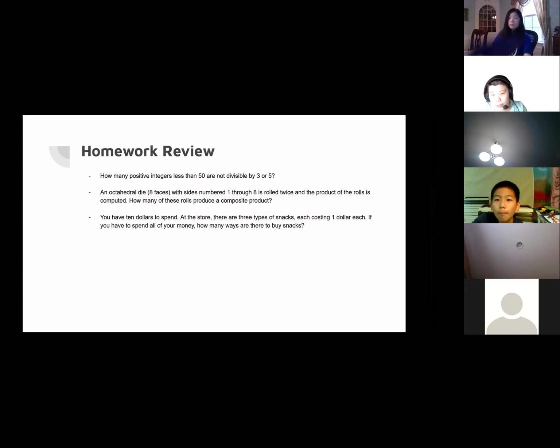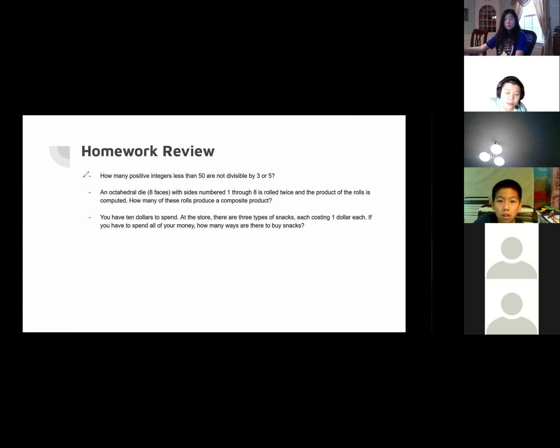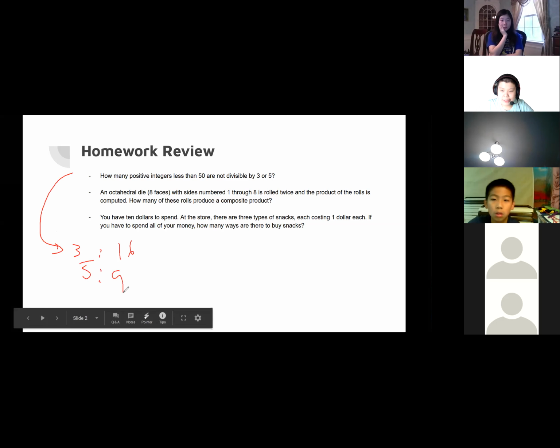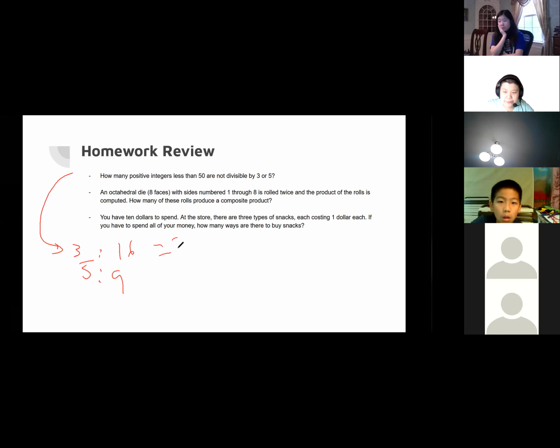What that means is that because it's hard to find the numbers that are not divisible by 3 or 5, you can instead find the numbers that are divisible by 3 or 5, and then just subtract it from 49. So, for 3, there are 16 of these because the largest multiple of 3 less than 50 is 48, and 48 divided by 3 is 16. And for 5, there are 9 of these for the same reason. And you add these and you get 25.